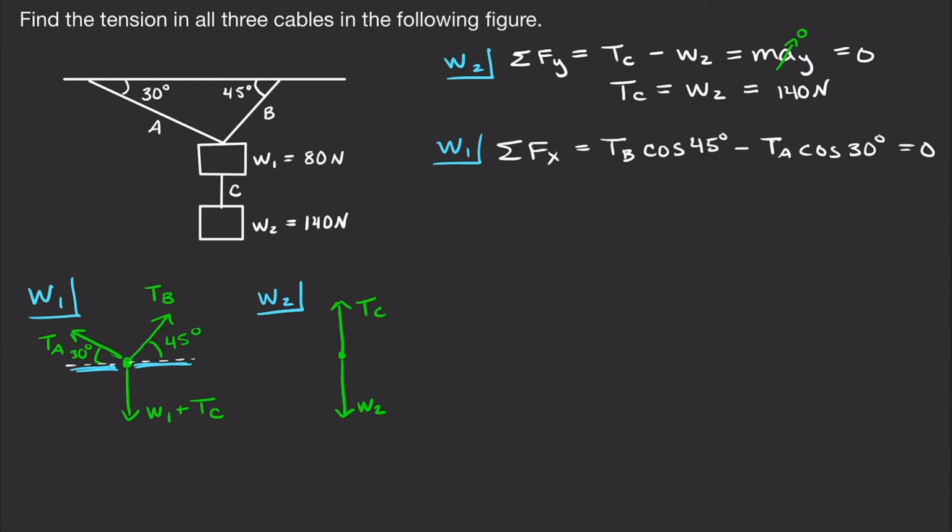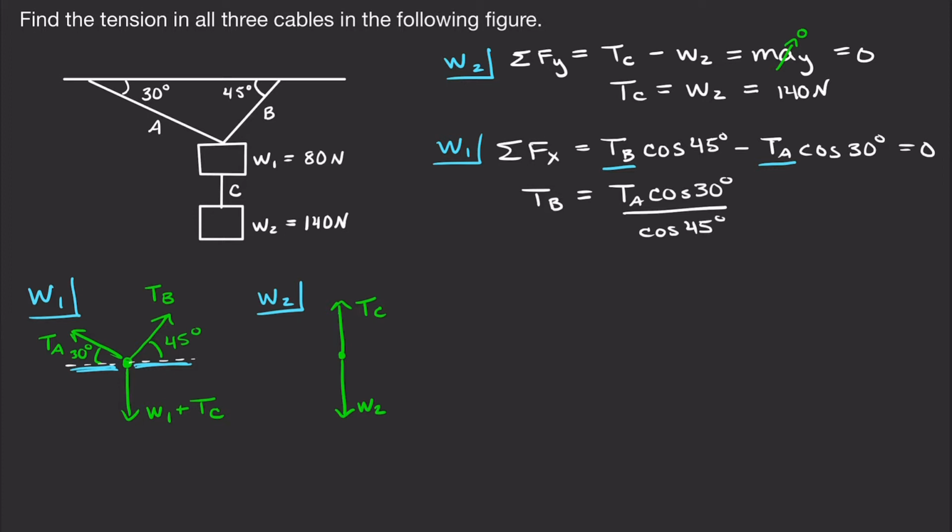Now what I need to do is solve for either TB or TA, either one, in terms of the other, and then I'll use that later on. I'm going to solve for TB since TA has a minus sign in front of it, and I can just move it over and make it positive. So that will give me TB is equal to TA cosine 30 degrees, and then I'm going to divide by my cosine 45 to get TB by itself.